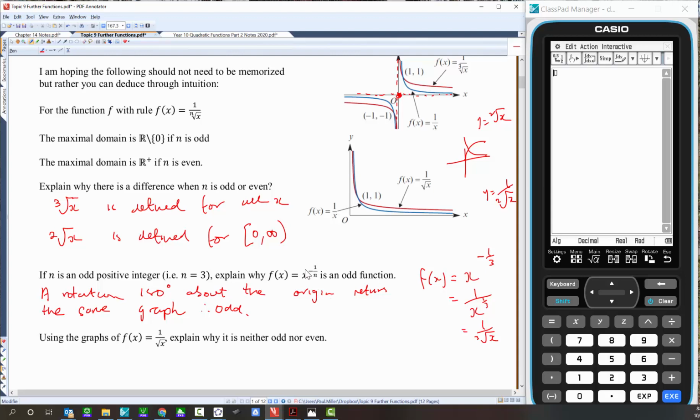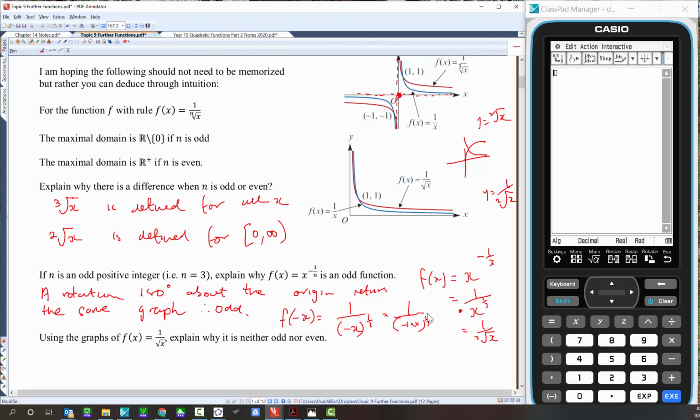The other way you could do this is you could do f of negative x and show that what you're going to get is a reflection in the x-axis. Remember, odd functions have the property that reflections in the y-axis are the same as reflections in the x-axis. Let's explore that with this. So f of negative x equals, let's put it into this version here, 1 over, not x, I'm going to put negative x in, to the 1/3. Now that is going to be negative 1 times x, all to the 1/3.